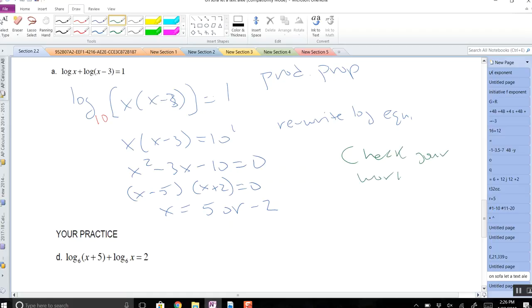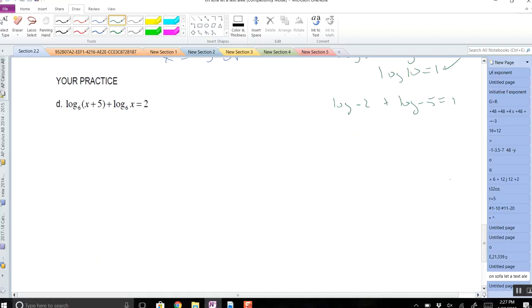The reason why is you can't take the log of negative numbers. So 5 is okay. You just got log 5 plus log 2 equals 1, it's log 10 equals 1, that checks off. But the problem is that if you plug in negative 2, you have log negative 2 plus log negative 5 equals 1. Here's the dilemma.